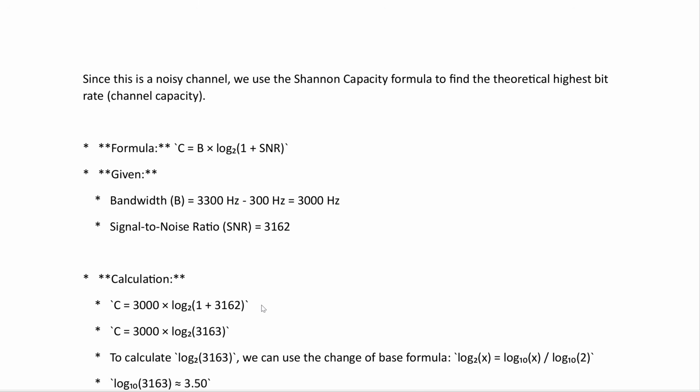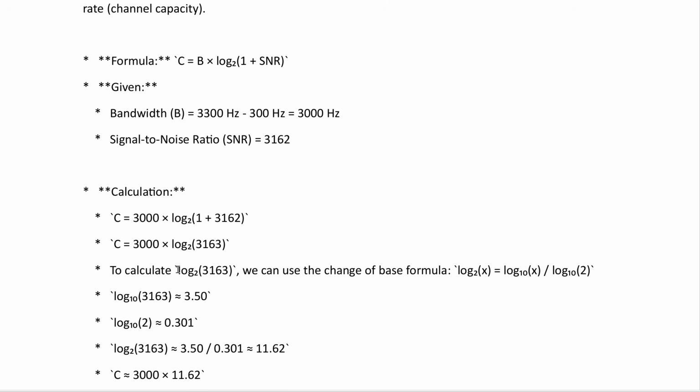Now we simply have to substitute the values. Bandwidth B is 3000, into log 2 of 1 plus the signal to noise ratio 3162. So 1 plus 3162 will become 3163. Now we have to calculate this logarithmic value, log 2 3163. For that we will use another formula: log 2 x is equal to log to the base 10 of x divided by log to the base 10 of 2. So in that case, the value of x is 3163, right? So we have to determine log 2 3163.